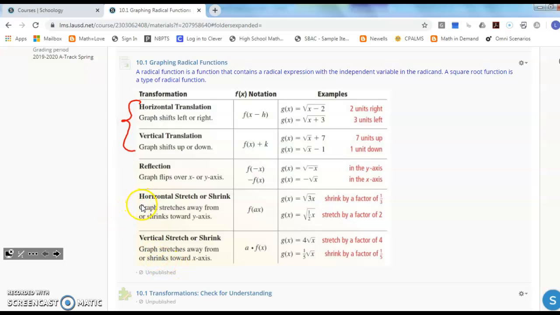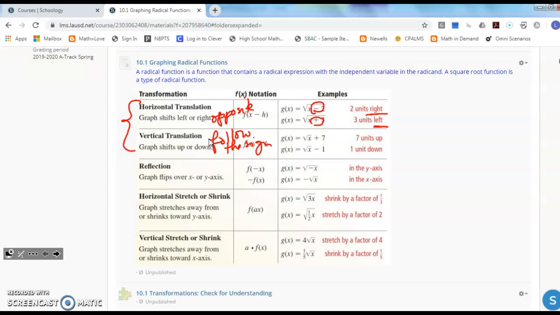Now, it's also important to note that if it's a horizontal translation and a constant is being subtracted, the effect is to the opposite direction. So you see that that's negative, but it's going to the right. And then this is positive, but it's going to the left. Okay, so you've seen these transformations before when we did quadratic functions, and they do the same thing for radical functions. So for horizontal translations, you go to the opposite direction. But for vertical, you have to follow the sign.